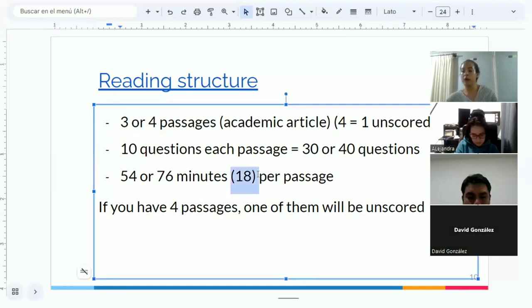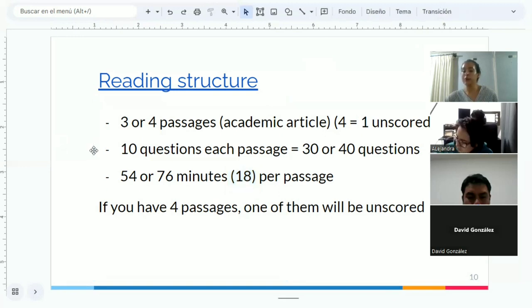This time, you have to control it yourself. Nobody is going to tell you you should stop and you should move on to the next passage. Nobody is going to do that. They will give you your 54 or 76 minutes and you have to organize your time. So you can never go over 18 minutes per passage, okay? The timer will be there counting down and you have to make sure that you're not spending more than 18 minutes in each passage.